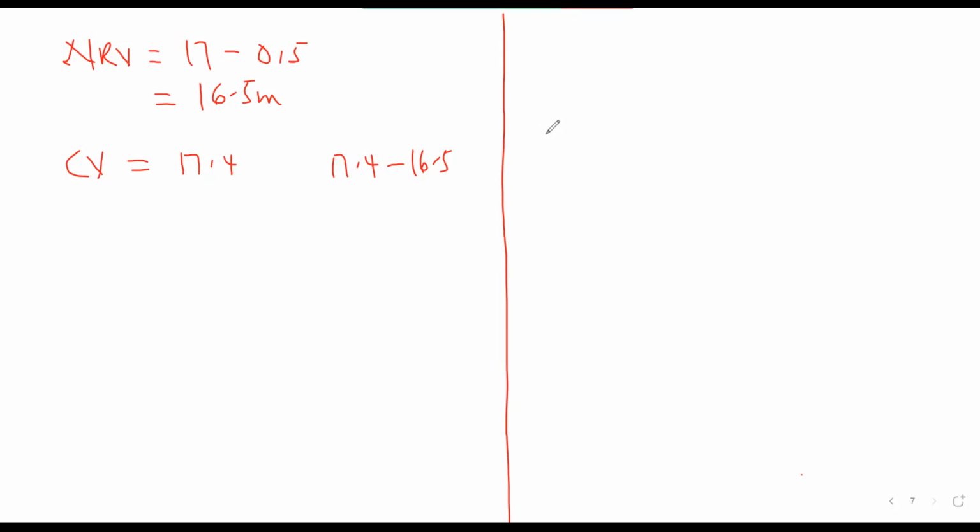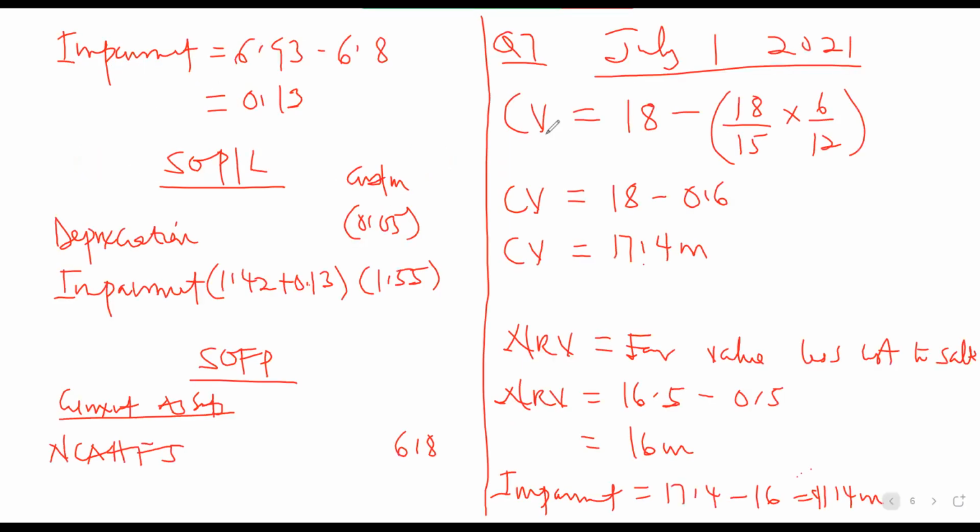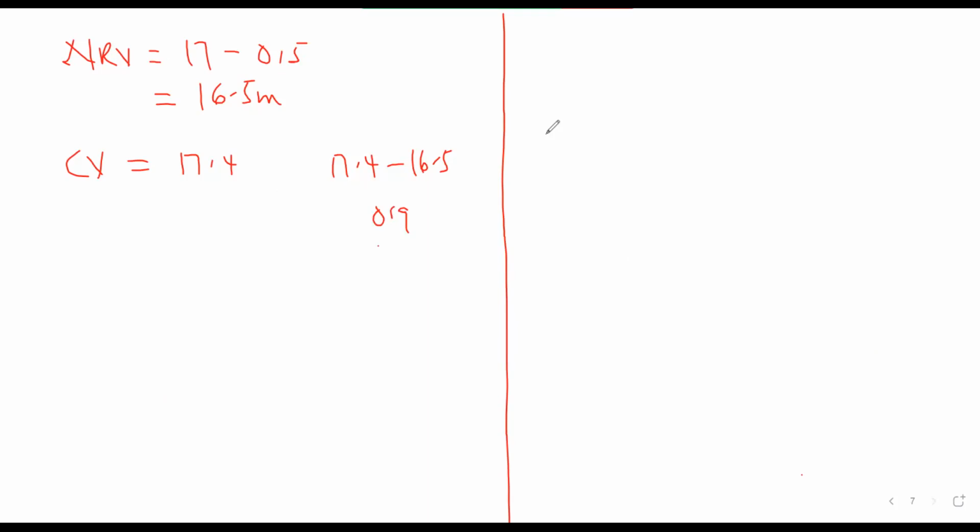What should have been the actual impairment? 17.4 minus 16.5, 0.9. Okay, it should have been 0.9. But what was the impairment that you recognized? It was 1.4, isn't it? So you have to go and recognize what? You have to go and reverse what? 0.5. Okay.